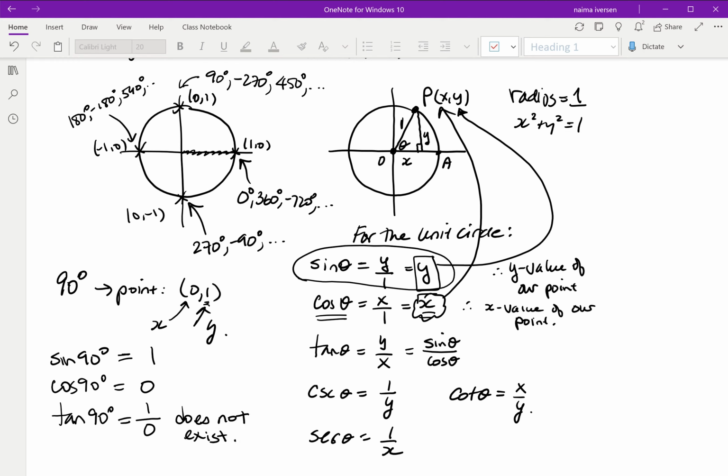If you think about it from before, it was an asymptote line. We're not graphing tangents just yet, so don't worry about that. But this does not exist. So you can put no solution or you can put does not exist for this one, okay?